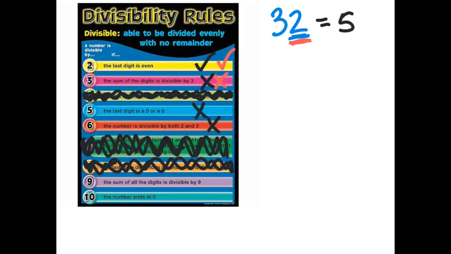So let's see if 32 is divisible by 9. Well, a number is divisible by 9 if the sum of all the digits is divisible by 9. We did that before, where we added up the sum of the digits and it comes out to 5. 5 is not divisible by 9. 9 times something does not give me 5. So I know that 9 is not one of the factors of 32.